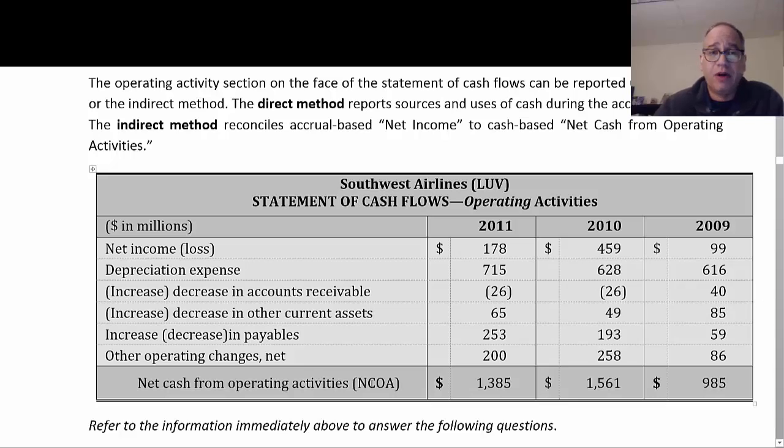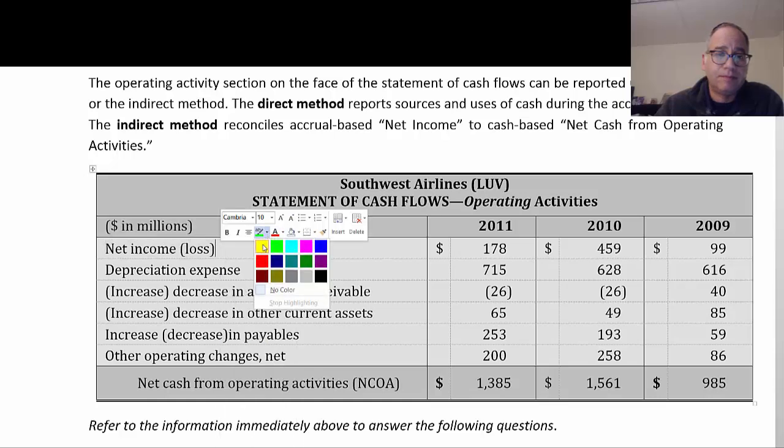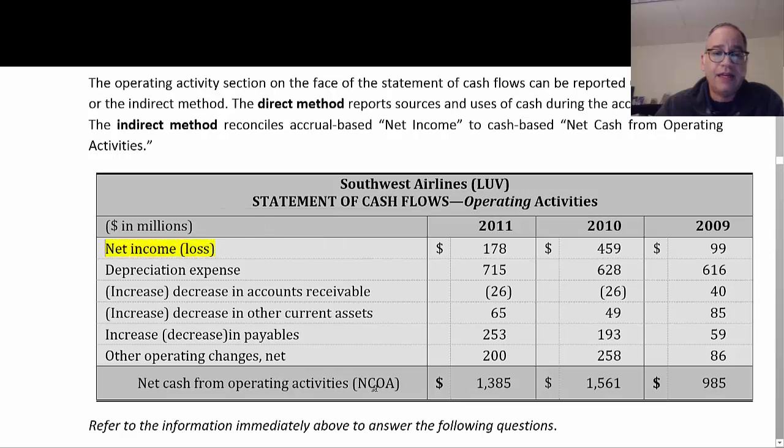And the way the indirect method works is it starts off with net income, and then it ends up with net cash flows from operating activities. And it explains all the difference. And this is important because a lot of times there's a big difference. If you look at Southwest, income in 2011 is less than half of their income in 2010. However, their cash flow is 6 or 7 times that, $1.385 billion. So it's natural to ask as an investor, why is cash from operating activities, why is the company's cash flow so much higher than net income?